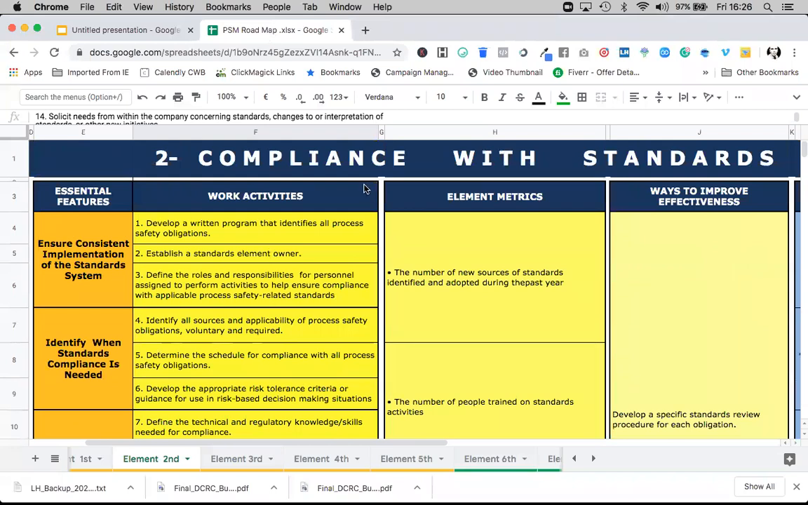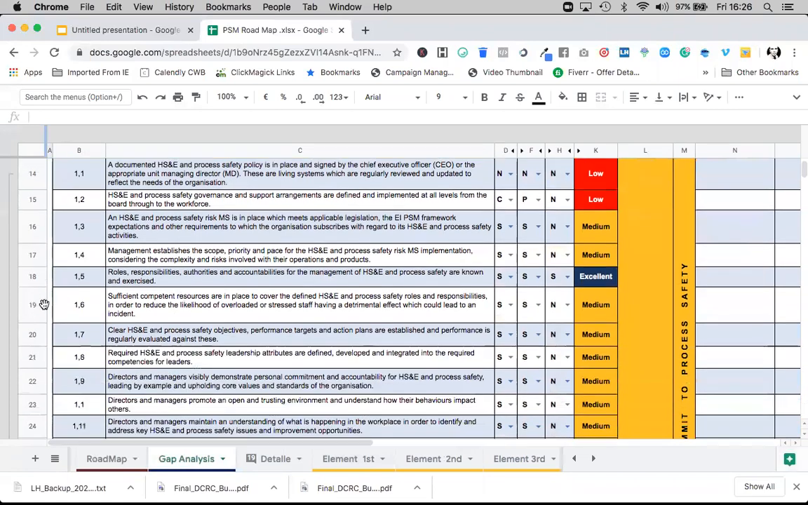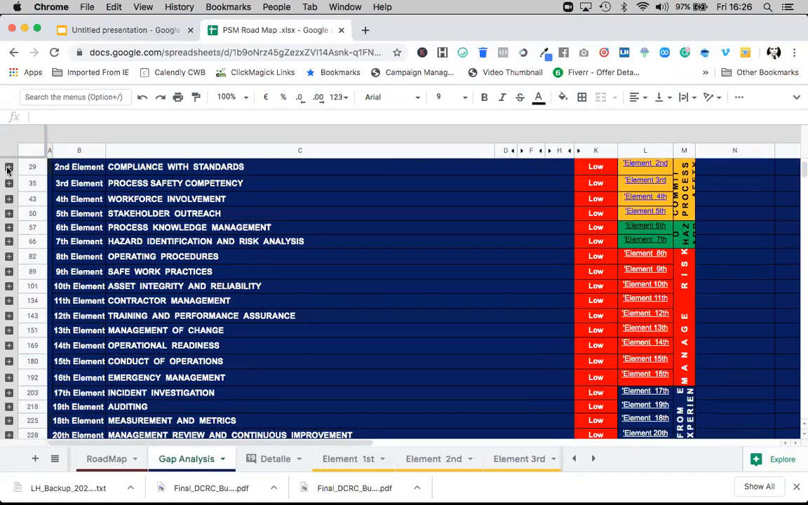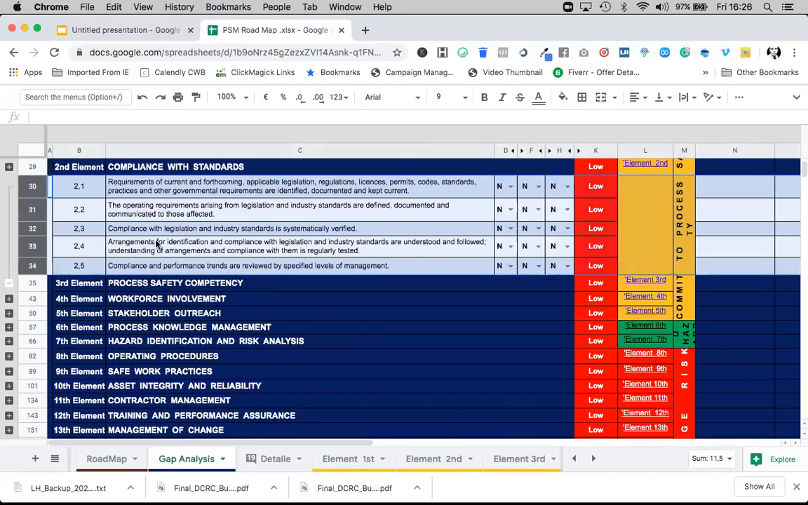Okay, PSM RM. As I always mention, remember that you have your roadmap, your gap analysis. In case you go to element number two, we will close element number one and we will open element number two. For element number two, you're supposed to complete a couple of activities, some requirements. We have over 200 requirements for the gap analysis, but for element number two, you have five requirements that you're supposed to complete.